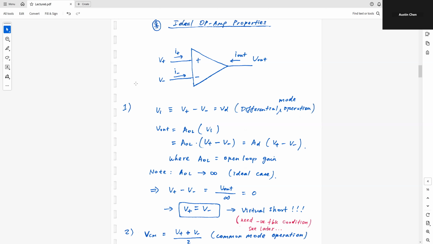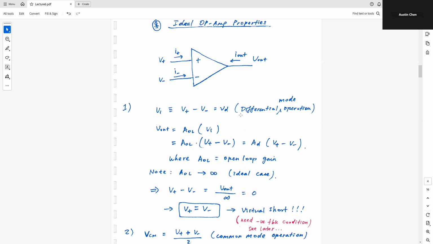So the first ideal property is the large open loop gain. Okay, so I'm gonna define this AOL in just a second. So first of all, I have my VI. Okay, so just to reiterate, VI is my input voltage, and this is defined as the difference between V plus and V minus. I take the delta here. So this is my VI, and this is also called VD, where D stands for differential.